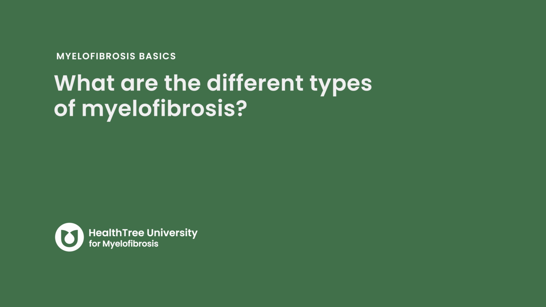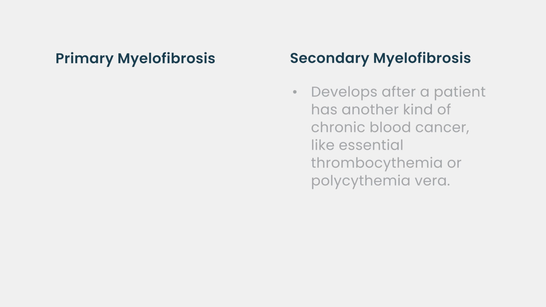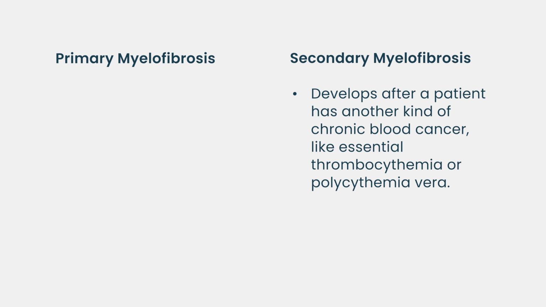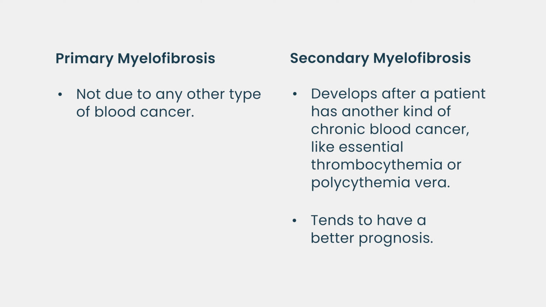What are the different types of myelofibrosis? There are two main types of myelofibrosis. So there's myelofibrosis that develops after you have a condition called polycythemia vera or essential thrombocythemia. Those are two kinds of chronic blood cancers, also called myeloproliferative neoplasms, that can over time lead to myelofibrosis, which in that case is called secondary myelofibrosis. Or you can develop myelofibrosis out of the blue, which is called primary myelofibrosis. And the reason we make the distinction is that secondary myelofibrosis tends to have a better prognosis than primary myelofibrosis.